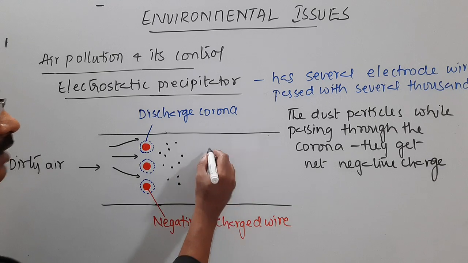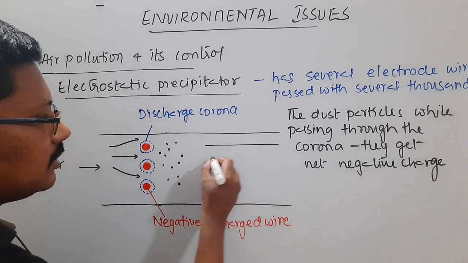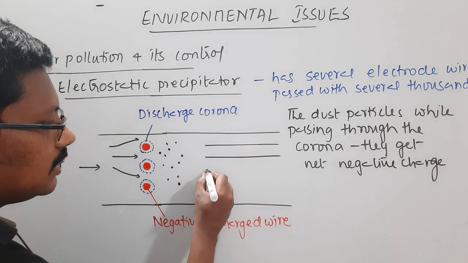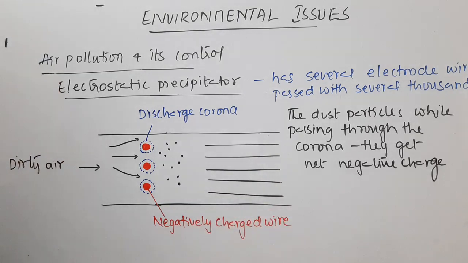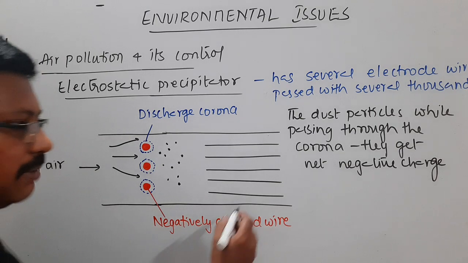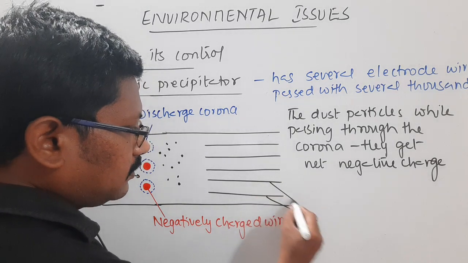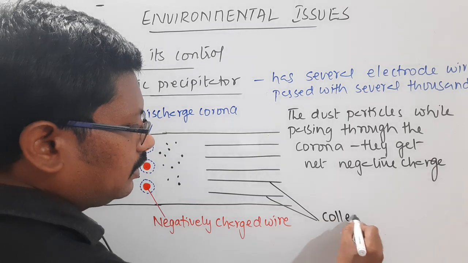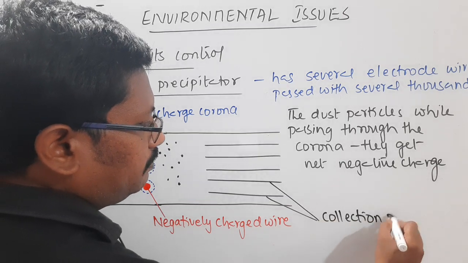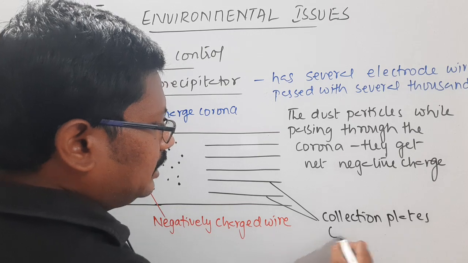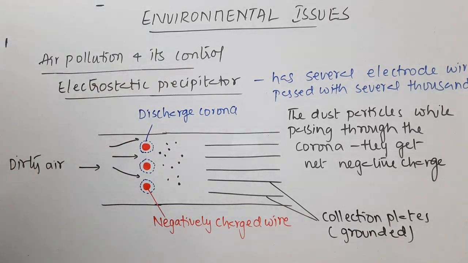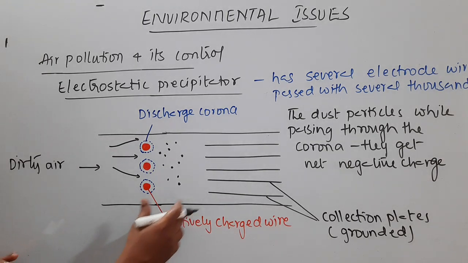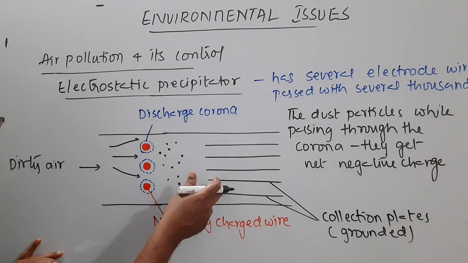Now the later one here, you will find plates which are grounded, right? These are called the collection plates, and these are grounded. It means earth. So they may act like positive plates here.